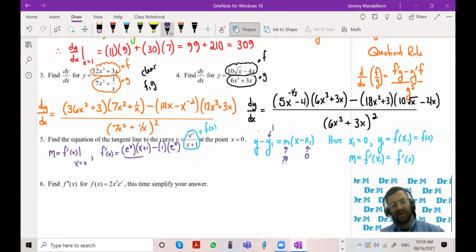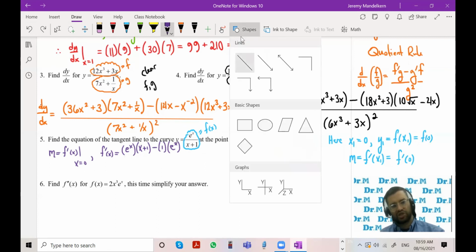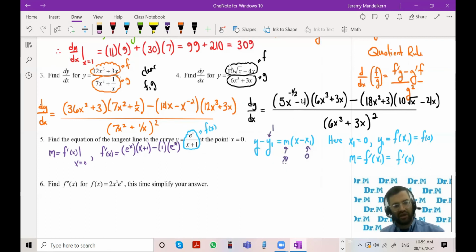So let's use the built-in shapes feature in OneNote. Isn't that pretty? A perfect line segment. So here, is it perfect? We'll never know.